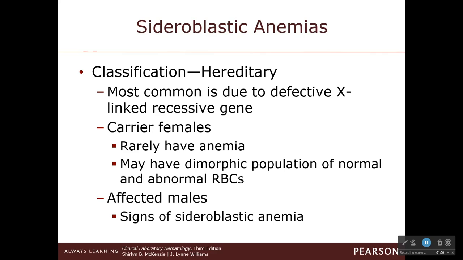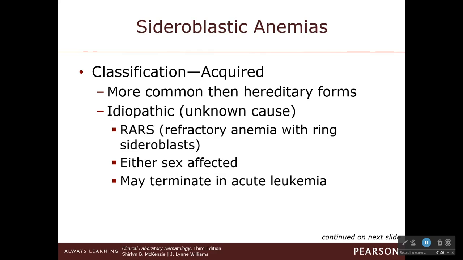Okay? Carriers are usually females, rarely have anemia. They may have some dimorphic. What's dimorphic mean? Two types. Two different forms. So they may have some microcytes and some normocytes, those kind of things, of normal and abnormal cells. But males are the ones who are usually affected, and they'll see the signs of sideroblastic anemia that we just talked about. Okay?